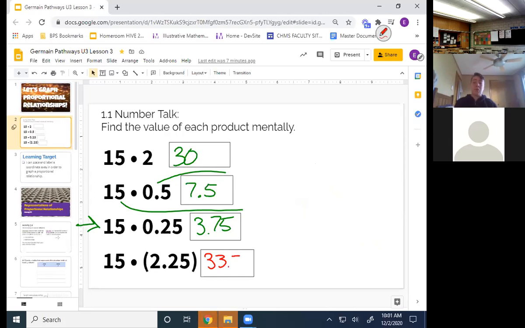33.75. Very good. Because it's in the parentheses. So we have to multiply.